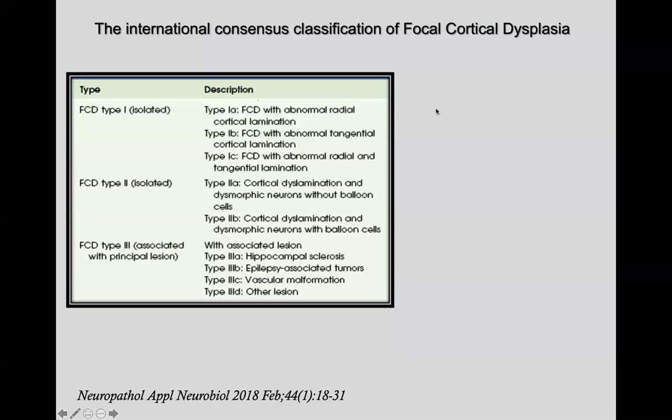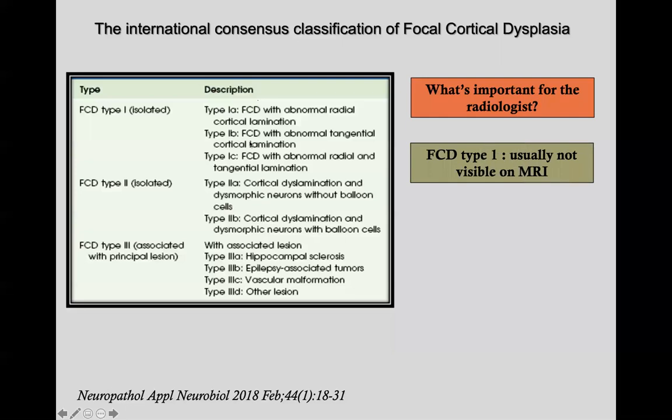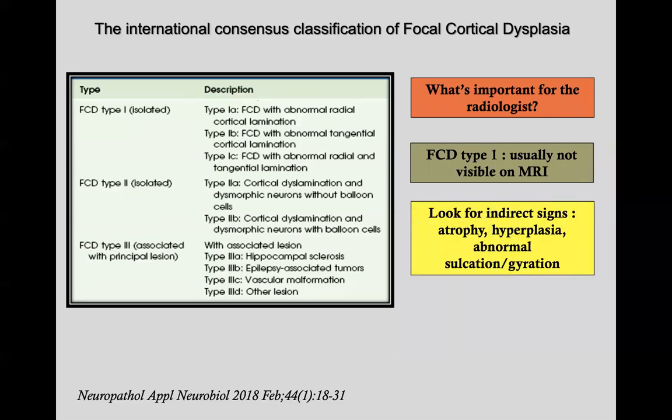Okay, first things first, we are looking for focal cortical dysplasia in most of our cases, and focal cortical dysplasias are type 1, type 2, and type 3 when they are associated with other things like hippocampal sclerosis, tumor, vascular malformation, and so on. Now, the important thing is that focal cortical dysplasia type 1 usually is not visible on an MRI. We can have some indirect signs like atrophy, hypoplasia, so asymmetry, abnormal sulcation or gyration, but this is very tricky.